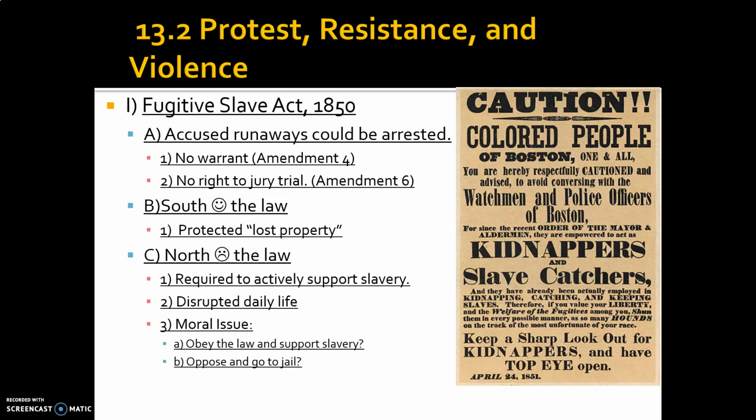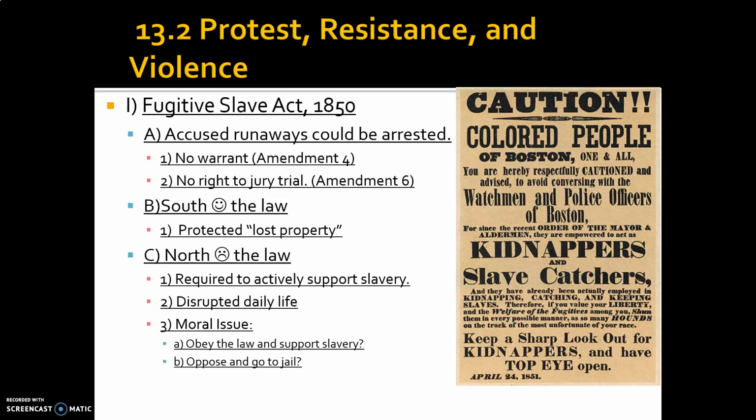So, where we left off, we finished up by talking about the Compromise of 1850. And this was embedded in it. This was part of the reasons why the South was A-OK with California coming in as a free state. Well, the Fugitive Slave Act, first thing, stated that accused runaways could be arrested. So no matter where you were in the United States, if you were African American, if you were a freedman or a freedwoman, if your families never were a slave, you could be arrested for no reason.